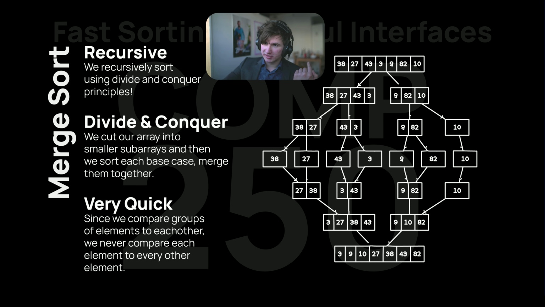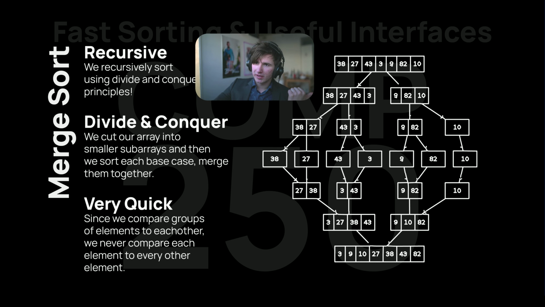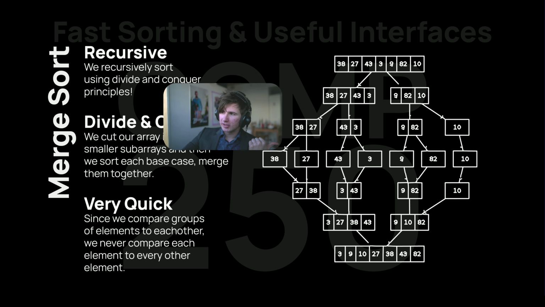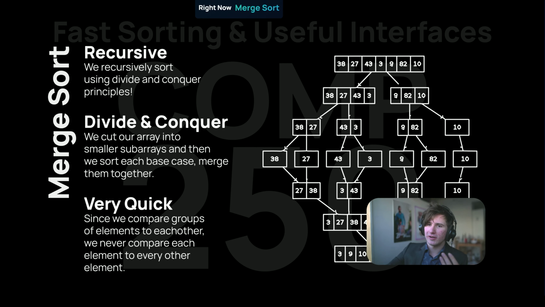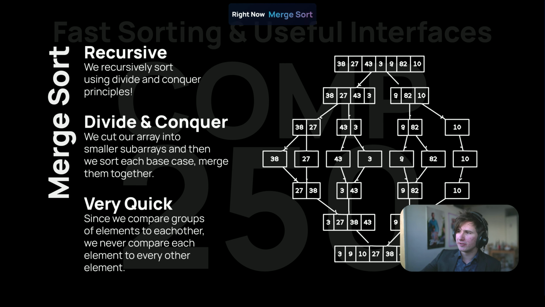So here we start with 38, 27, 43, 3, 9, 82, 10. Then we go divide, divide, divide. Could somebody tell me what could potentially be a recursive algorithm to divide an array, just to break it down into individual elements? How could we write such an algorithm? What would the steps of that be? Could anybody maybe think about what that would look like?